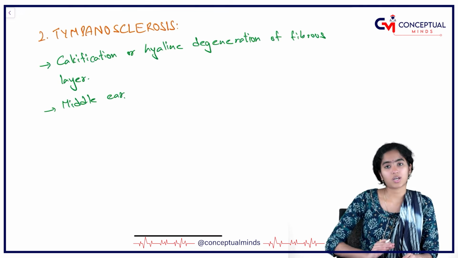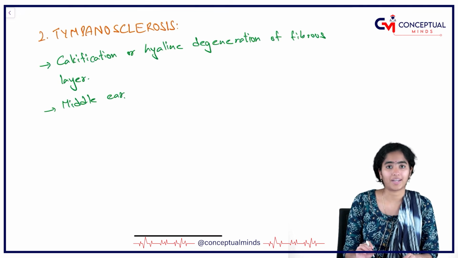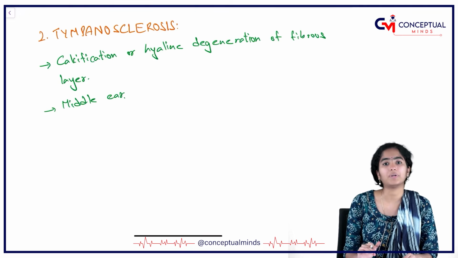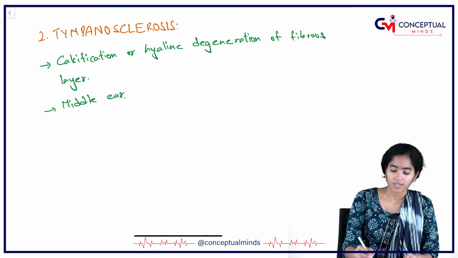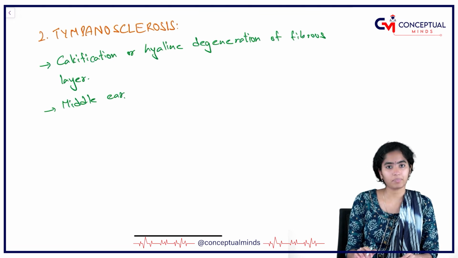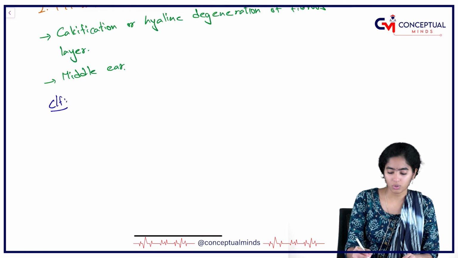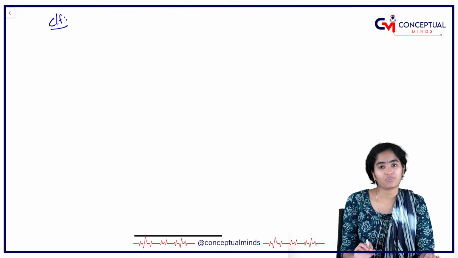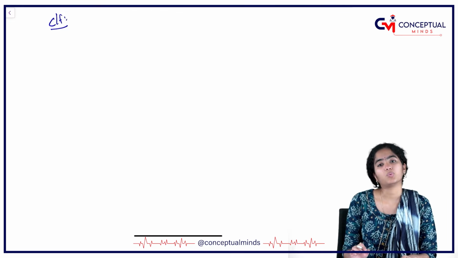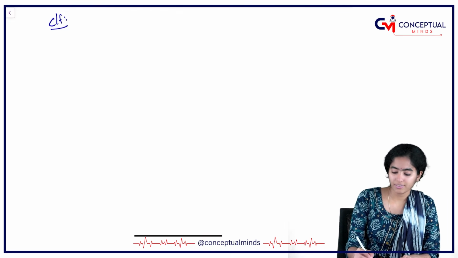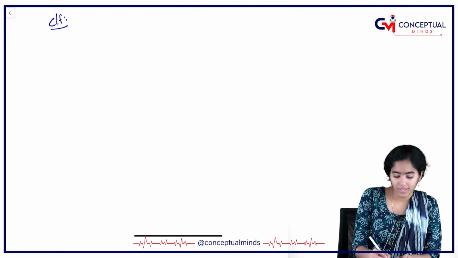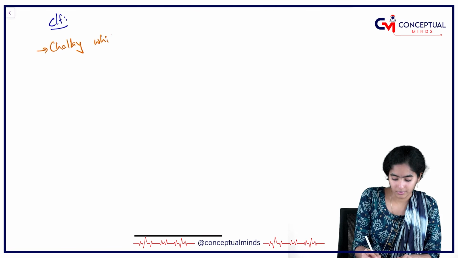So tympanosclerosis is not just a disorder of tympanic membrane, it can go very much into the middle ear and cause problems. Now, after understanding what is tympanosclerosis, let us look into the clinical features of tympanosclerosis. So first thing, when we examine the ear, what we find is chalky white plaques. There will be chalky white plaques on the tympanic membrane.